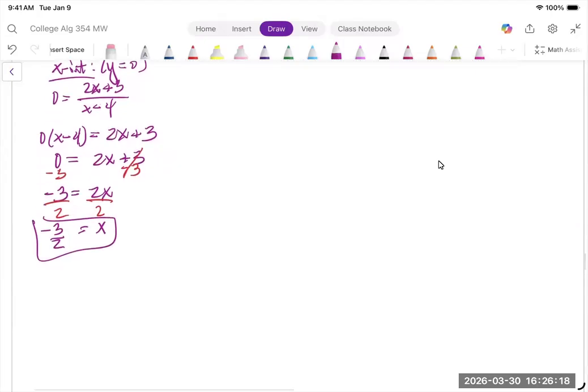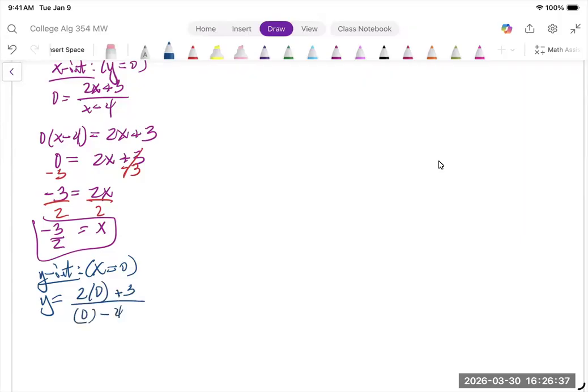Now, if I want the y-intercept, remember that is where x equals 0 forever and always. So I have y equals (2 times 0 plus 3) over (0 minus 4). So that ends up just being negative 3/4. So that's my y-intercept.